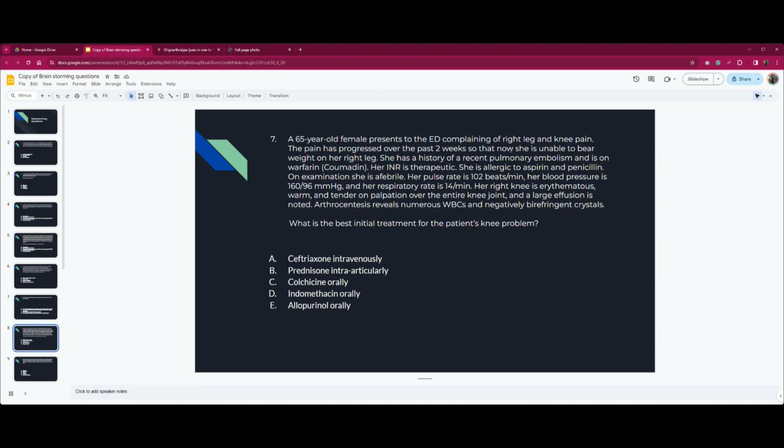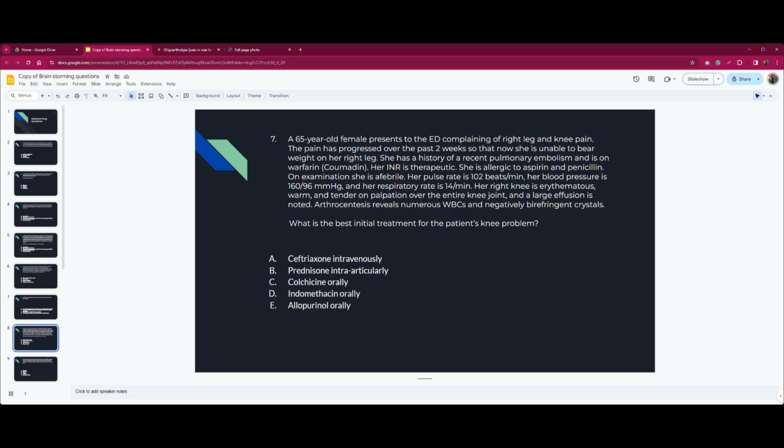A 65-year-old comes to the emergency department with right leg and knee pain. It has progressed for the past 2 weeks, and now they cannot even bear weight on the right leg. They have a recent history of pulmonary embolism and are on warfarin. INR is therapeutic. She is allergic to aspirin and penicillin.